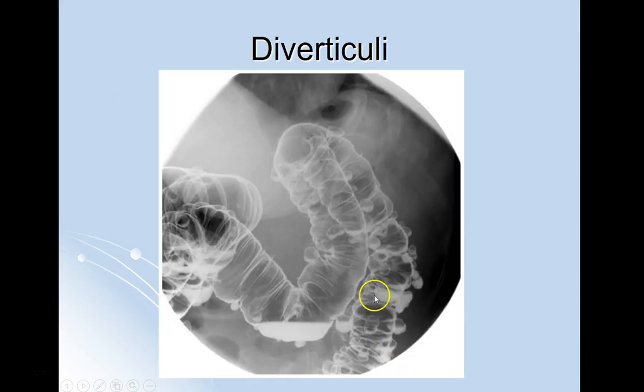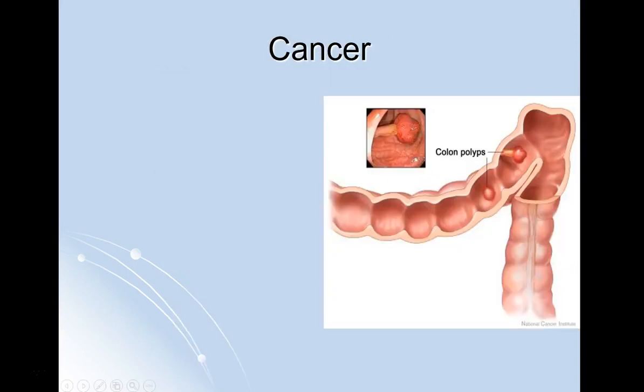And here is a great example of a double contrast BE, and all these little circles are outpouchings or diverticula. Okay? CT scans are often done to diagnose diverticulitis. Remember, think about the suffix itis. That indicates inflammation or infection. So the diverticula become inflamed or infected and lead to diverticulitis. All right.